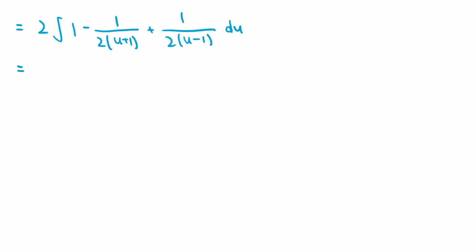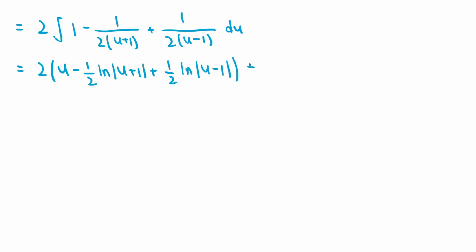So this becomes 2 times u, since the integral of 1 is u, minus 1/2 times ln of the absolute value of u plus 1, which is the integral of this second term, and then plus 1/2 times ln of the absolute value of u minus 1, which is the integral of the third term, plus some constant c. If we distribute the 2 into the parentheses, this becomes 2u minus ln of the absolute value of u plus 1 plus ln of the absolute value of u minus 1 plus c.